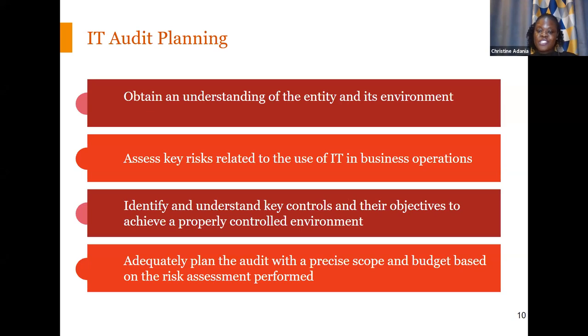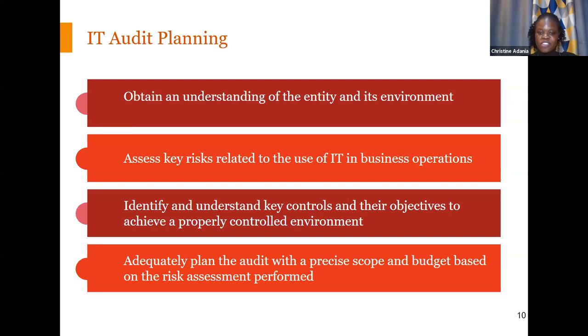Once you understand the entity and its environment, you can then pick key risks that are related to the use of IT in the business, because a decision to use IT will also come with certain threats. By virtue of the fact that you're using IT, there will be threats, there will be risks. And then once you have identified the risks, you will go on and identify the controls or measures that have been put in place to mitigate the crystallization of those risks, to ensure that the risks, however much they may be there, are either done away with or reduced to a level with which management is comfortable.